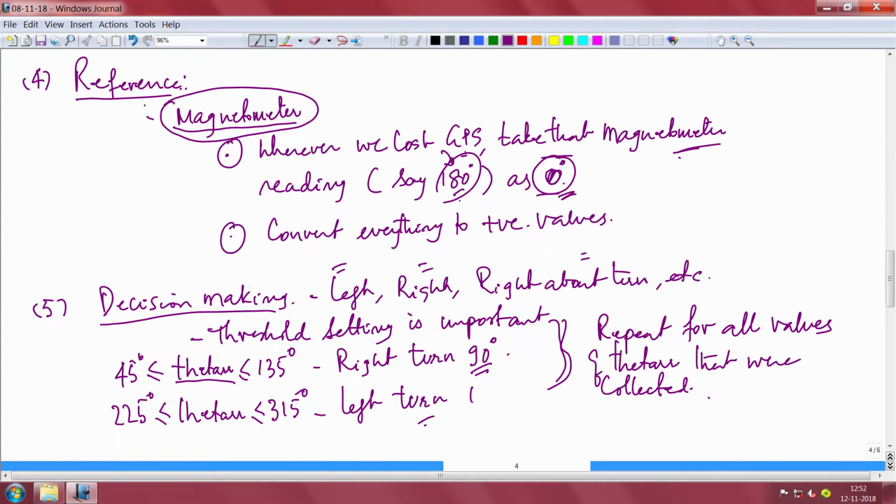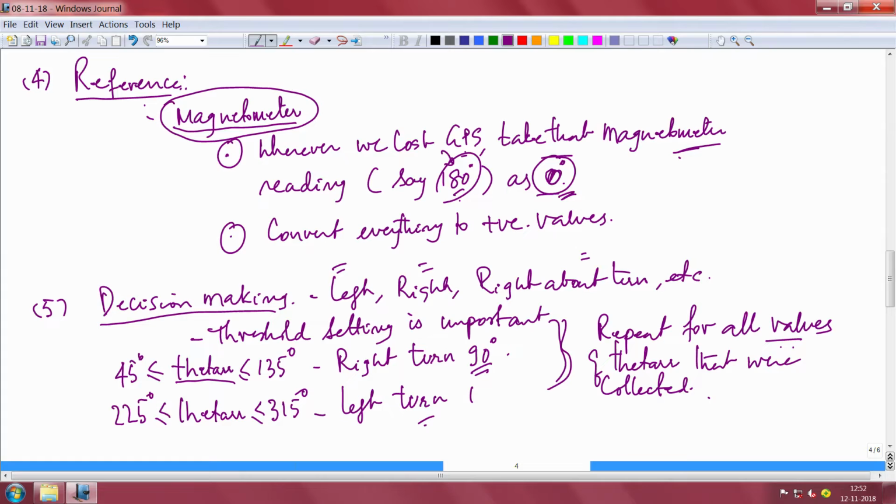Now you are getting an array of magnetometer values. So you have to repeat for all values of theta r that you collected, except that the second value of the array of magnetometer values will have to be with respect to the first one. So you take a difference with the first one. The third value in the array will be a difference with respect to the second one, the fourth one with respect to the third one, and so on and so forth.